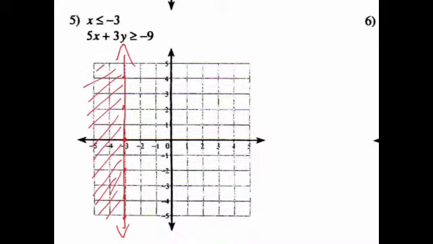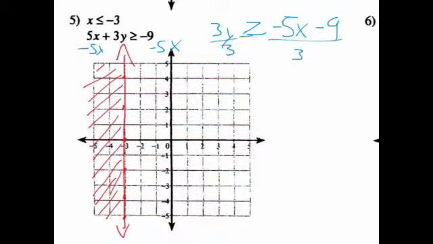And then I'm going to take my second inequality, and I need to solve for y first. So I'm going to subtract 5x from both sides to get 3y greater than or equal to -5x minus 9. I'm going to divide everything by 3 now to get y greater than or equal to -5/3 x minus 3, because that's what this is going to be when you simplify it down.